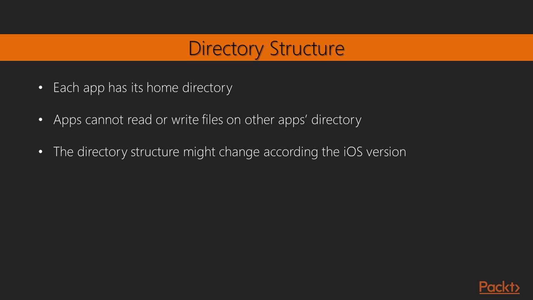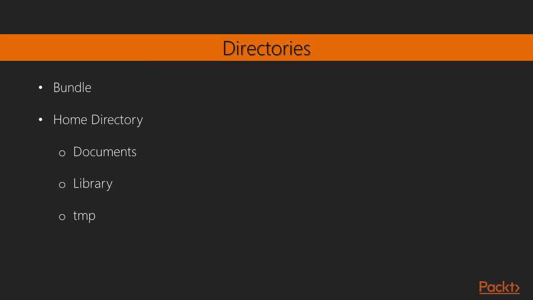It's not unusual, but the directories might change on different iOS versions. For example, until iOS 7, the bundle directory was at the same level as the documents directory. Since iOS 8, they're in different locations. Let's see some of the available directories. The bundle. Here's where the app is located and other resources that come together with it. It's allowed reading from this directory, but not writing on it.